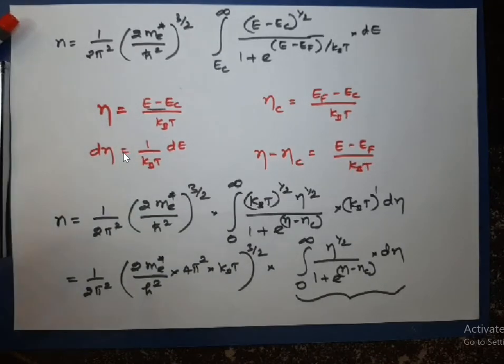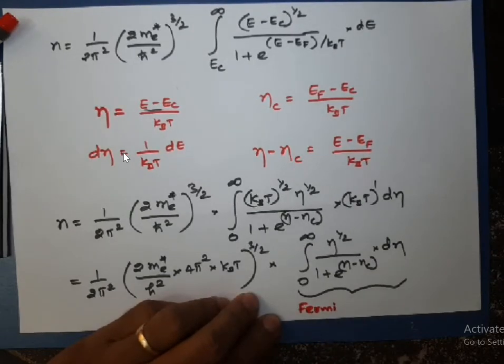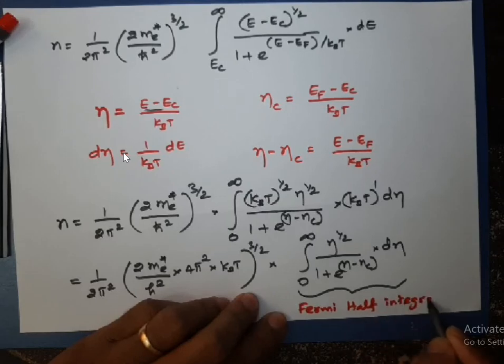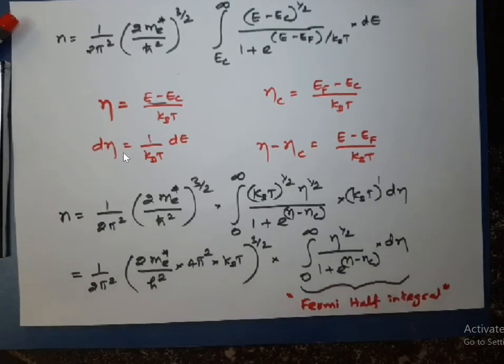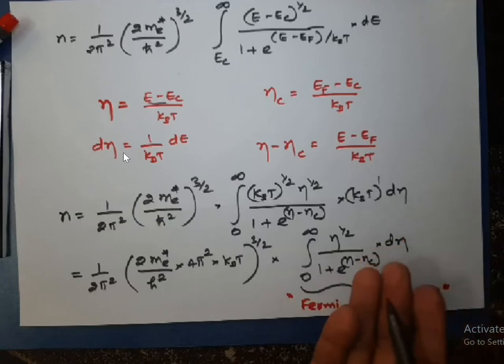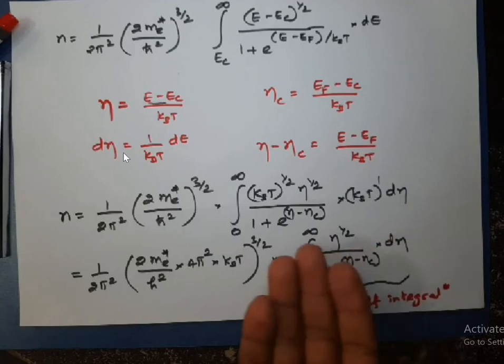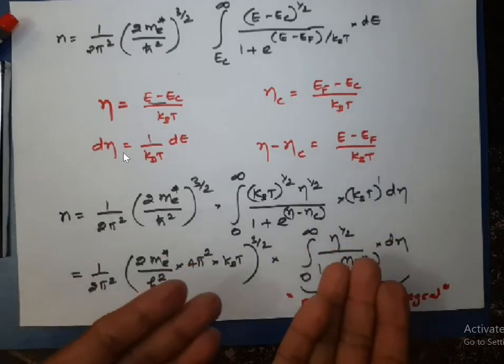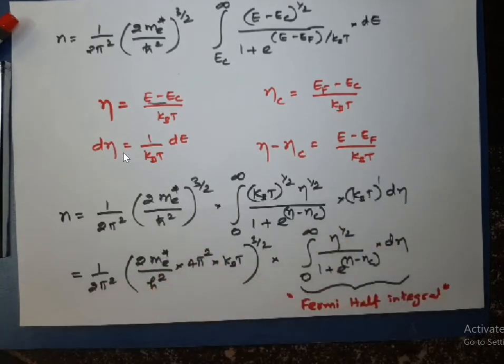This integral is called the Fermi-Dirac integral. And how to evaluate the Fermi-Dirac integral? Yes, there are methods available. You can even use an Excel sheet and calculate. In many books these values are available for different values of eta. So depending upon your material, you can calculate eta, and you can find this integral. And this integral is very famous.